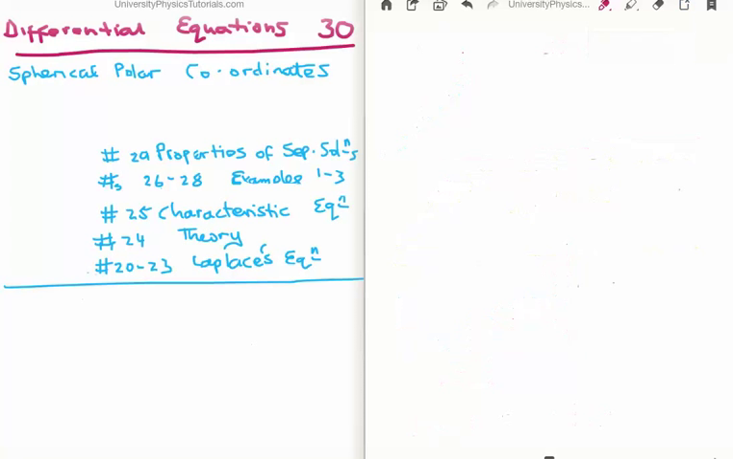And finally then, the last thing I'm going to show you: if you want to get the infinitesimal volume element, it's simply going to be dl sub r multiplied by dl sub theta multiplied by dl sub phi.